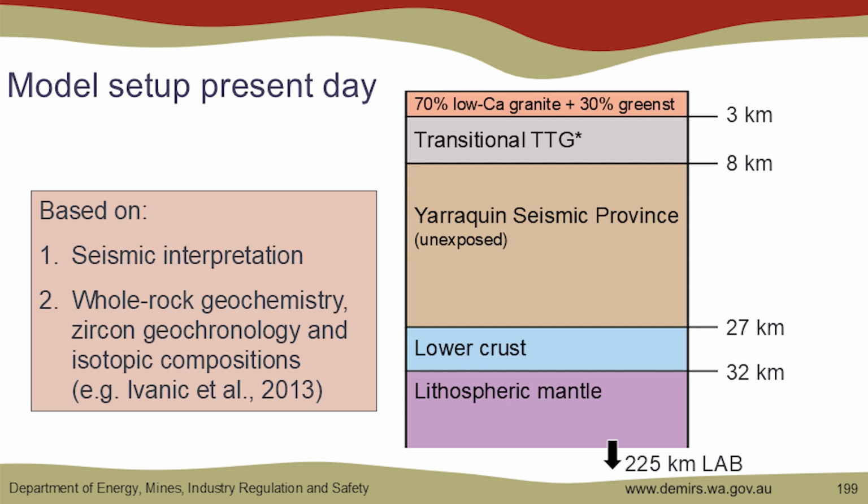And then we have what's called the Archean seismic province, which is an unexposed, very thick package within the mid to lower crust, or the mid crust really, that is completely unexposed. So we actually don't know anything about what that unit is. And then a mafic lower crust and a lithospheric mantle.